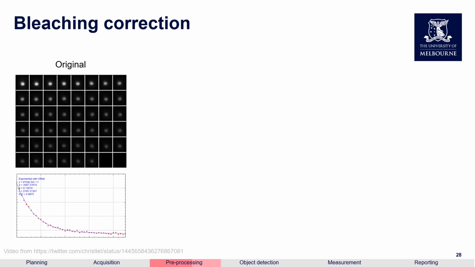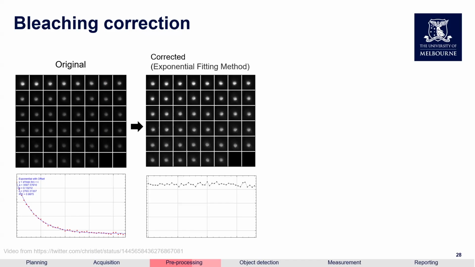Next is bleaching corrections. In fluorescence imaging, intensity can decrease over time or across the Z-stack, mainly due to photobleaching of the fluorophore or fluctuation of the light source. And this can make quantitative analysis difficult. This type of bleaching can often be corrected by fitting an exponential decay curve to the data sets. As you can see, it can be corrected.